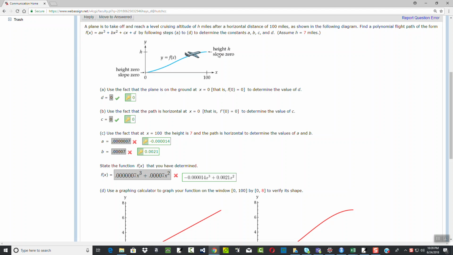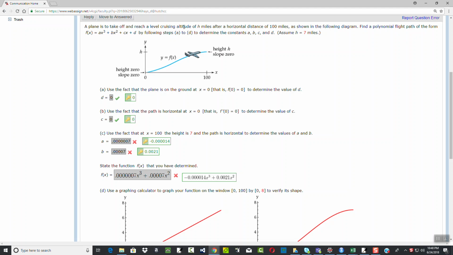But by the way, when I read this, automatically I see from this point right here a line coming straight down here, and I think Pythagorean theorem. I don't know if that's going to be true here. We'll read on and see. Probably not. It says polynomial flight path. Okay, never mind what I just said.